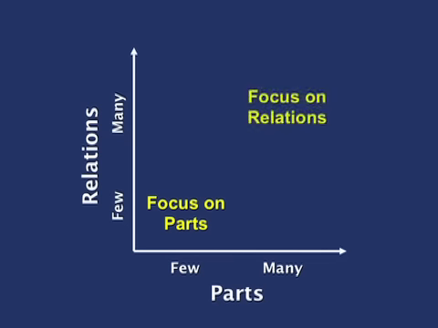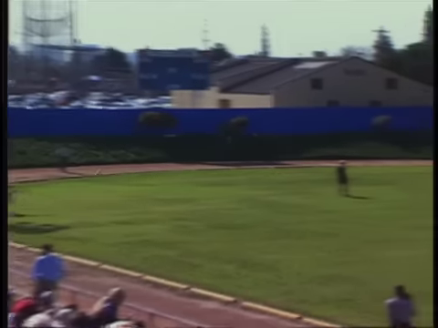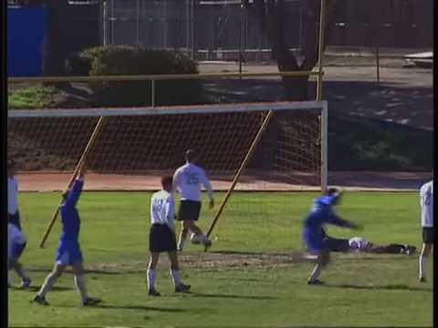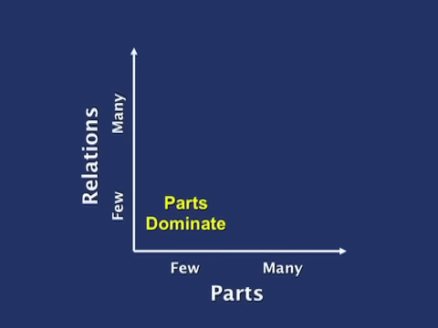Now, for a complex system or complex business process, you want to focus on the relations. So if we take the example of a soccer team, you want to focus on the coordination and the teamwork among those players. Now granted, just like a golf team, with a soccer team you can improve the individual players, but major improvements come from improving the coordination or the relations among those parts. So in a simple business process, the parts dominate the performance of the system. At the other end of the spectrum, in a complex business process, the relations dominate the performance.